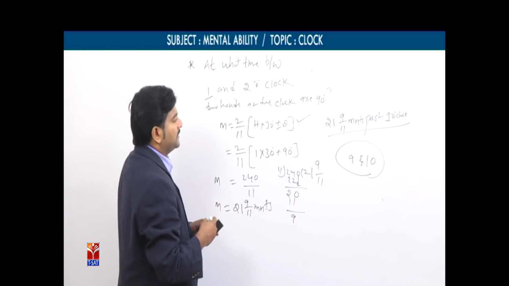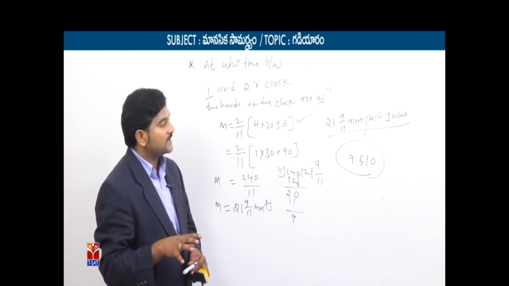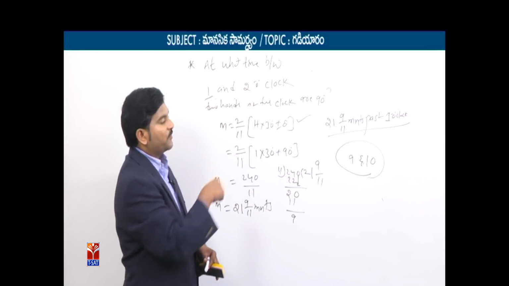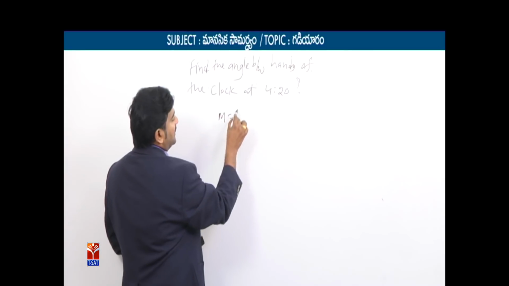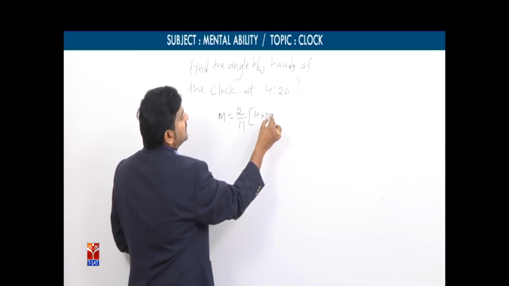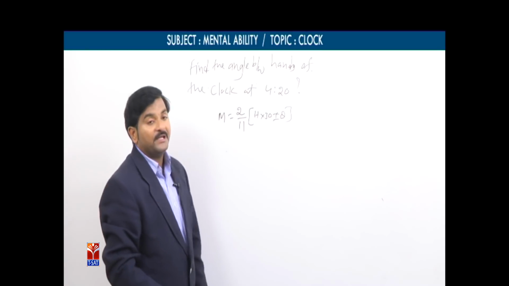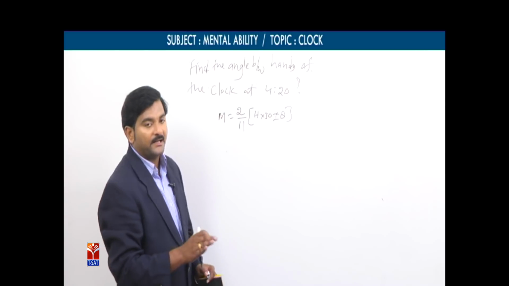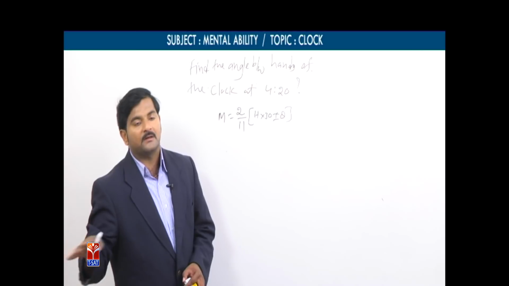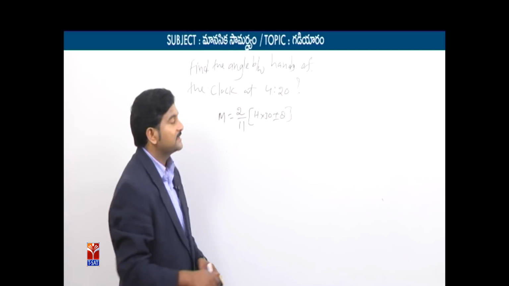So type 1 we discussed based on the coincide concept, type 2 is about the opposite condition, and type 3 is about the perpendicular condition. What is the formula? M is equal to 2 by 11 into h into 30 plus or minus theta. Same formula even for this type also, but here we need not find the separate minutes. Earlier in 3 models, coincide, opposite and perpendicular, we needed to find the minutes. Here we need not find the minutes, luckily, because the minutes are given.